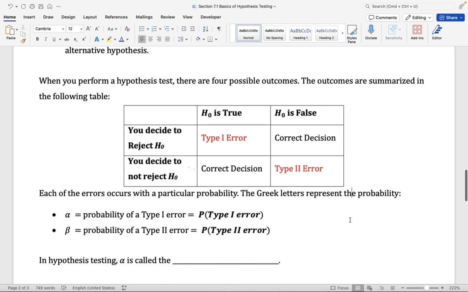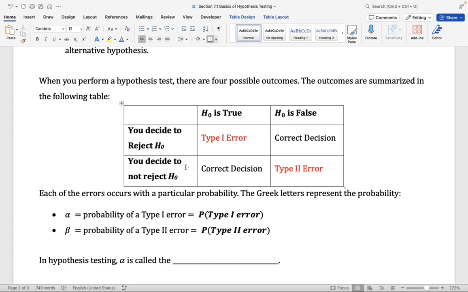When you perform a hypothesis test, there are 4 possible outcomes. And here we have a table that summarizes the outcomes. So one outcome could be that you decide to reject the null hypothesis. However, the null hypothesis was true. This is known as a type 1 error. Now, if you decide to reject the null hypothesis when the null hypothesis is false, then you made the correct decision. You were supposed to reject the null hypothesis.